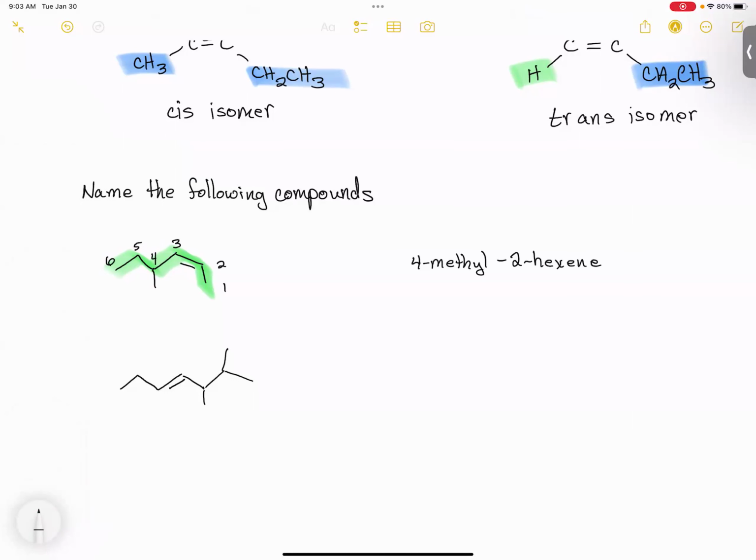But because it has a double bond, I got to see if it's cis or trans. Is the group at number 1 and the group at number 4 on the same side of the double bond or on opposite sides? Same. So we would add cis, and usually it's in italics, but obviously I can't do italics, so I'm going to cursive it: cis 4-methyl 2-hexene.